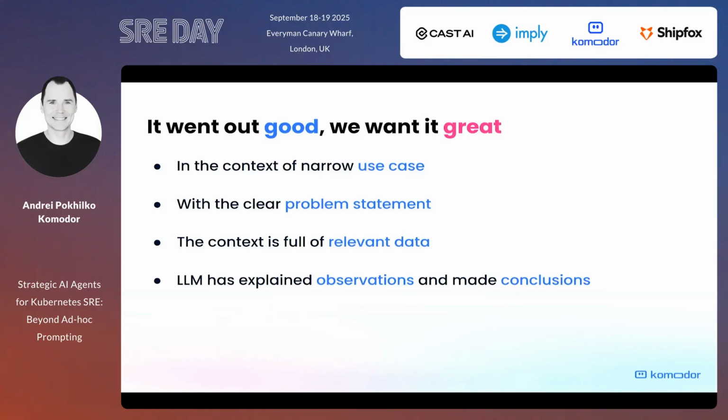Whole separate story, I'm sorry, but I would like to spend time on other things. Now, we completed it. We deployed it. It works. It looks good. How to make it great? So we created a very narrow use case, a clear problem statement, and a lot of relevant data got into the context. The LLM explained the observations and concluded on the root cause of the problem, let's say. How to make it better? Any suggestions?